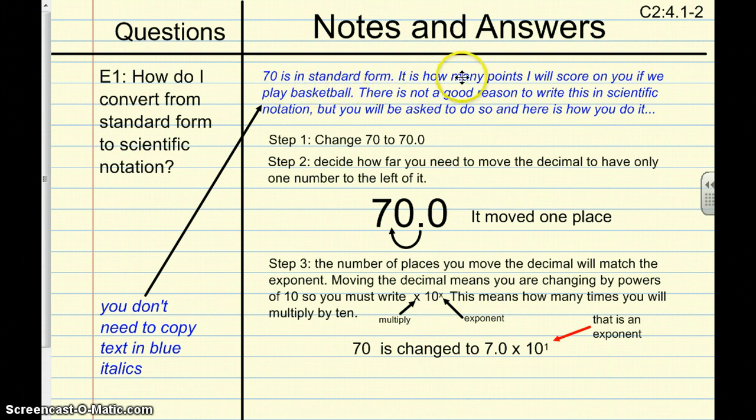It is the number of points I will score on you if you try to play me in basketball. So bring it.